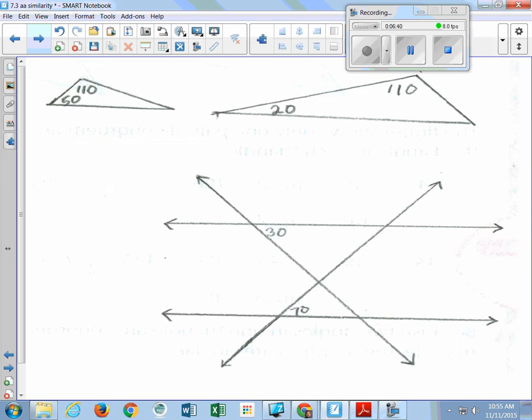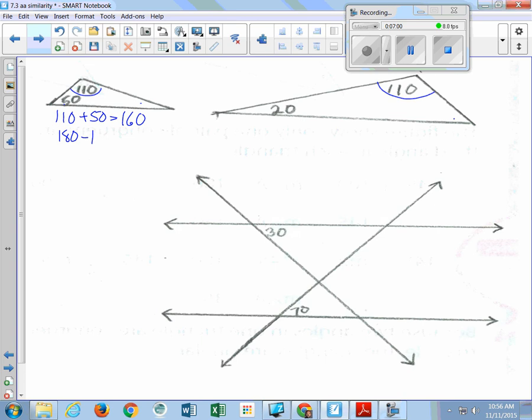I've got the 110 and 110. Those are the corresponding angles. We've got this 20 and nothing there, and 50 and nothing for the other one. So I need to figure it out. Let's do the math here. 110 plus 50 equals 160.